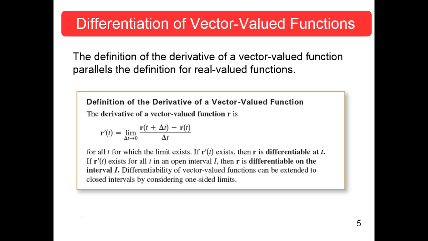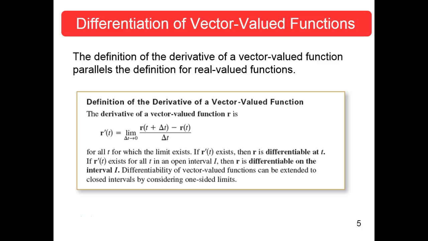So, the definition of the derivative of a vector-valued function parallels that for real-valued functions. Here's what it is. Definition of derivative, vector-valued function. The derivative of a vector-valued function r is r prime of t, meaning the derivative of r with respect to t, the independent variable. That's the limit as delta t approaches 0 of r of t plus delta t minus r of t, divided by delta t, which is exactly our old definition of a limit if these had been f's rather than r's.